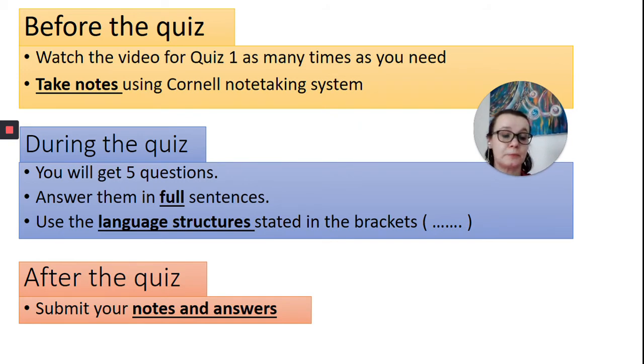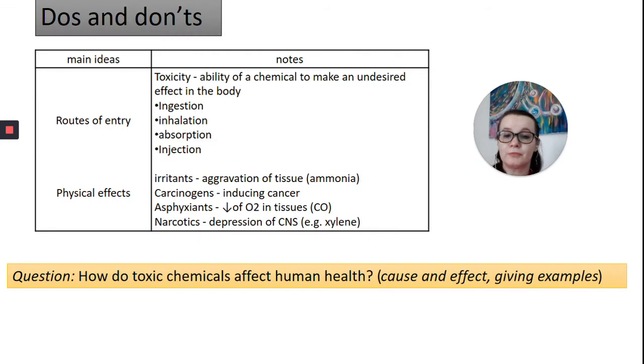So this is the example of good and bad answers. Okay, and that's the example of quiz question. One question, we'll discuss just one question. So here is the example of notes. Say you have taken these notes, they look like this, very nice, well organized and stuff like that. And the question is this: how do toxic chemicals affect human health?